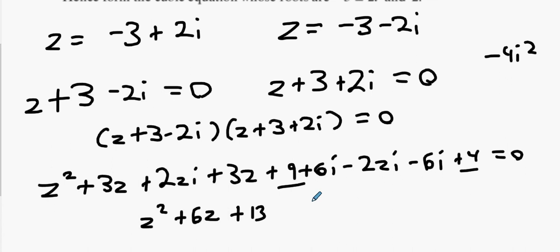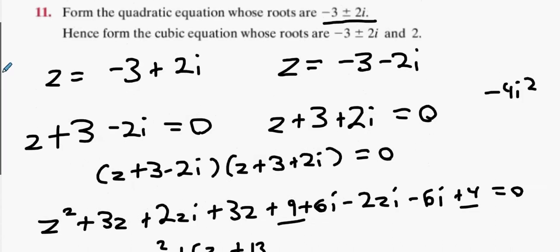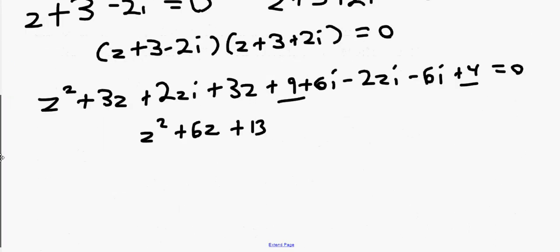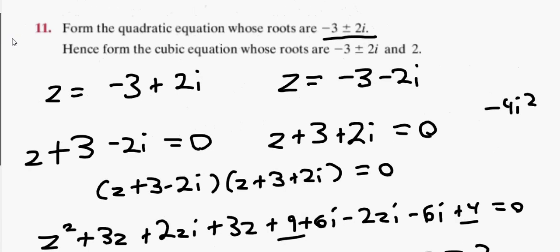And we get z squared plus 6z plus 13 for question 11. Okay. We're going to long divide that in. Oh, wait. There is no long division. I have to do the other root then, isn't it? z equals 2. And then z minus 2 will equal 0. Hence form the cubic equation.